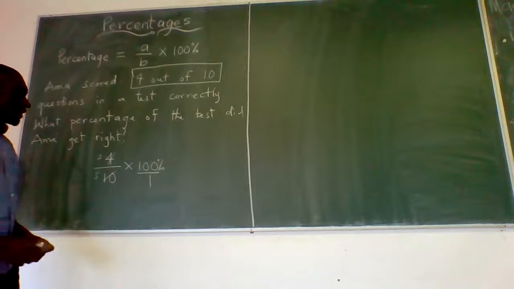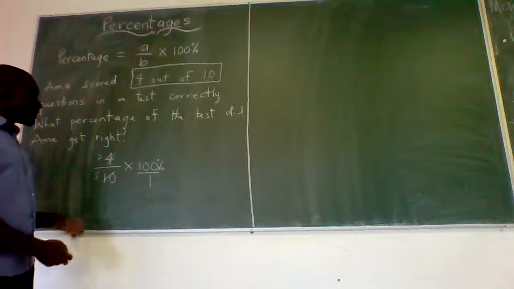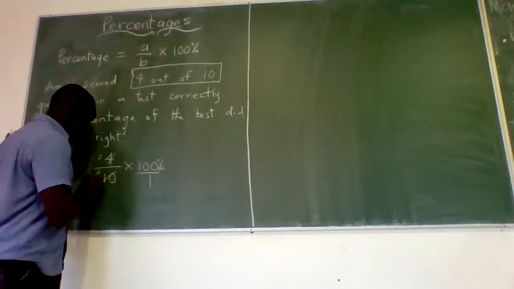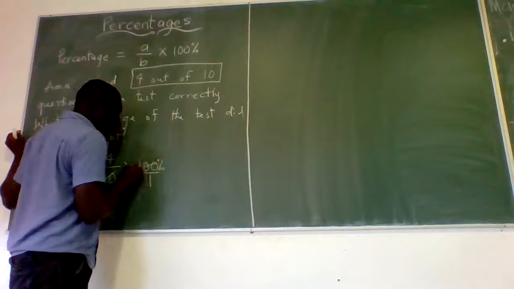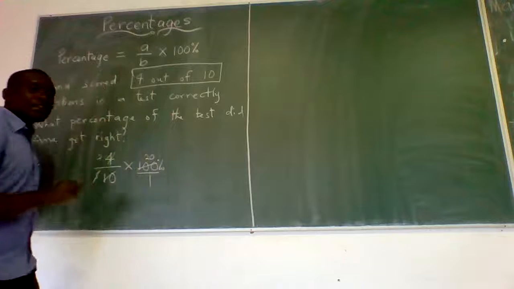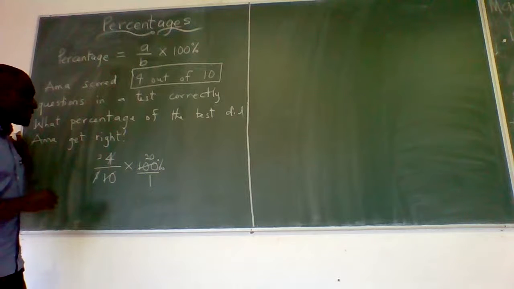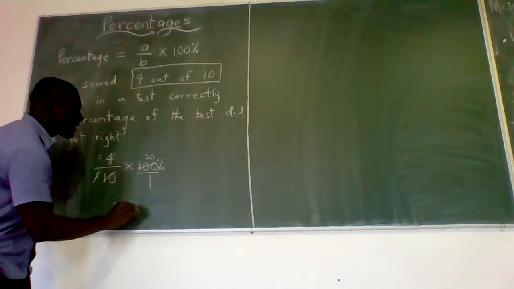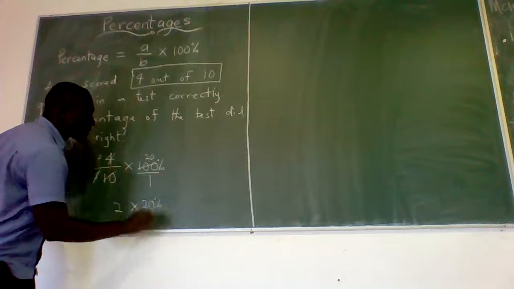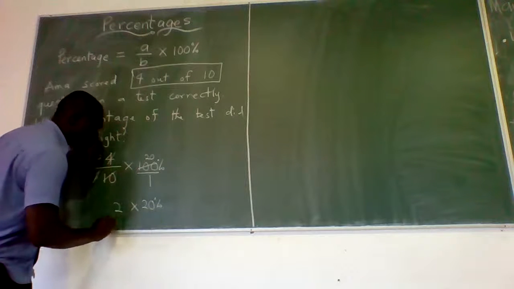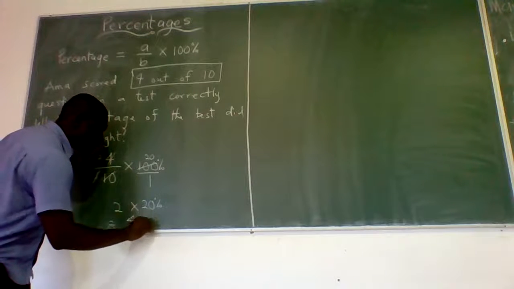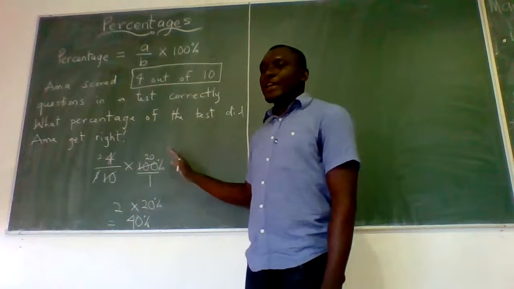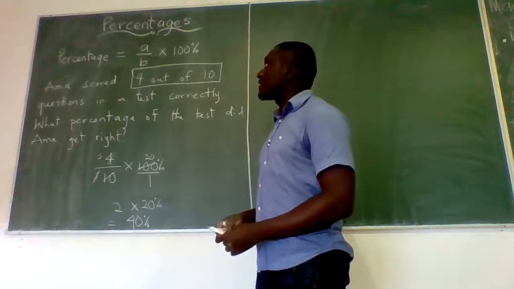Now 5 and 100, one is down, the other is up, so we can as well divide them. I know 5 can divide 100 twenty times. You can do your long division and see that that is correct. So I am simply left with 2 multiplied by 20%, and that should be equal to 40%. So it means that Amma had 40% of the test right.